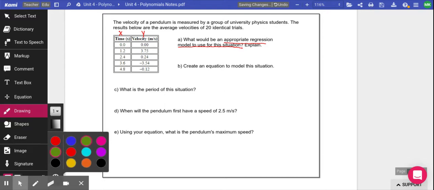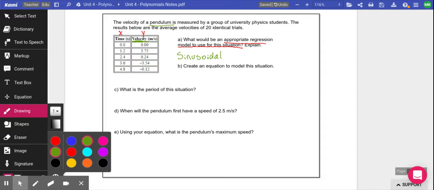Given that they gave me context, they told me what was going on. They said there was a pendulum swinging. I'm going to use the context instead of the data to decide on what type of regression I want to do. For this question, I would want to do a sinusoidal regression. The reason being is that my data should go up, down, up, down, up, down, because the velocity should always get faster, then slower, then faster, then slower, depending on how that ball is moving.